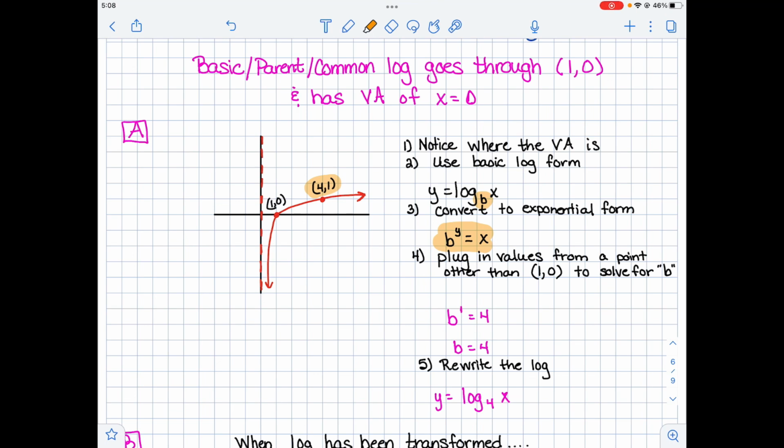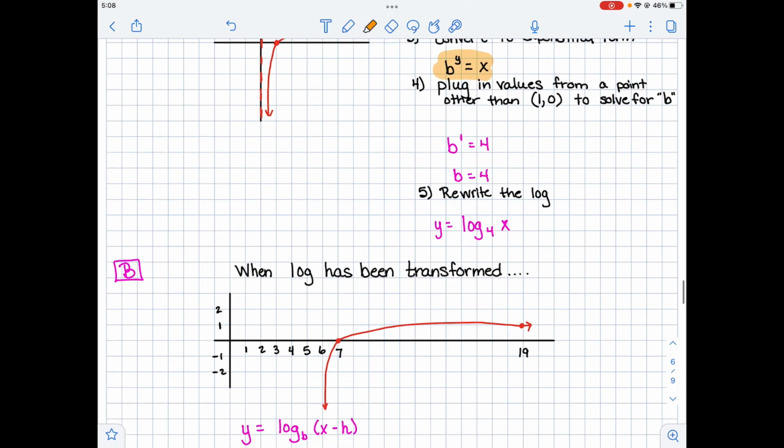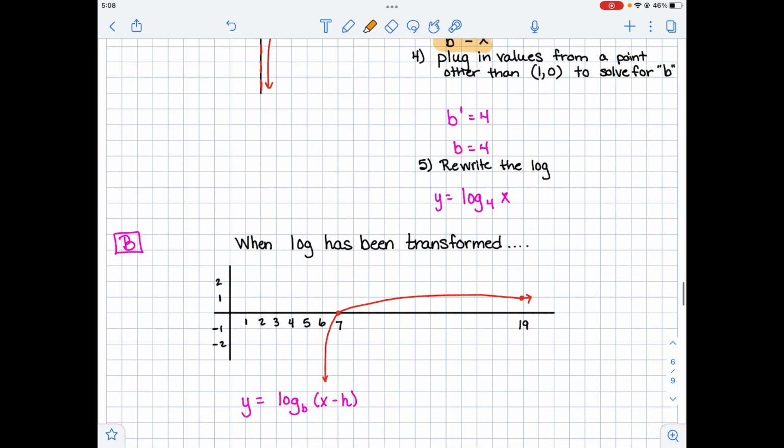Okay. So we're going to do one when it's been transformed. Here is a particular one, and it has a different x-intercept and then another point. So we're going to look at this point here. We have this one at (7, 0), and this one we have at (19, 1). So we're going to look at what our transformation would be.